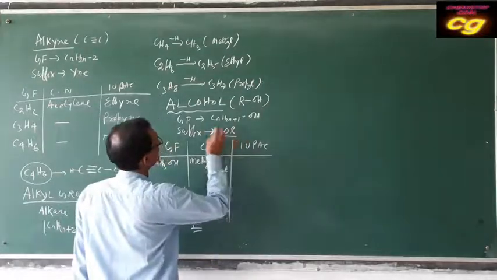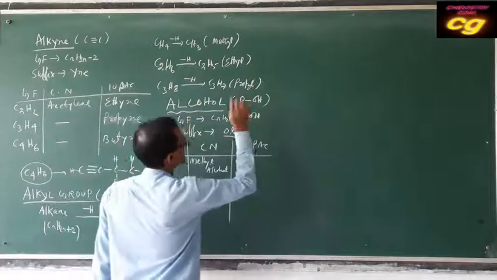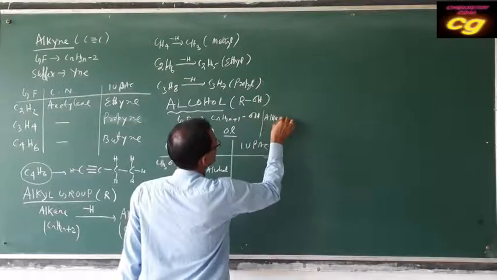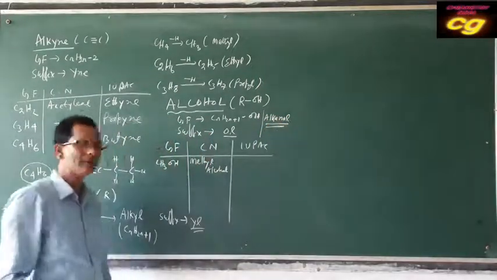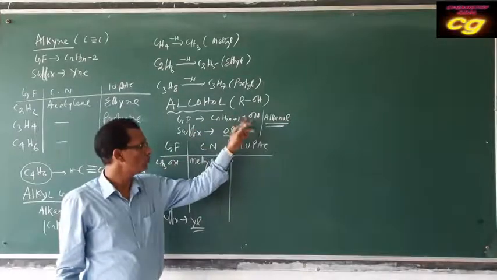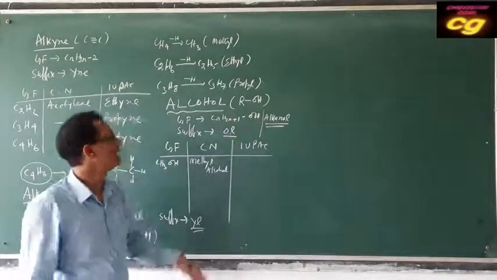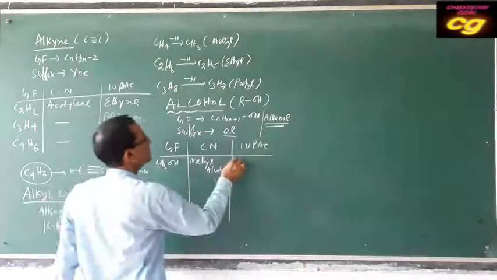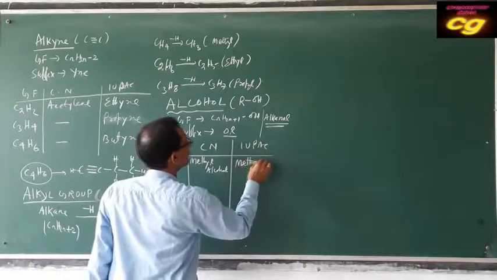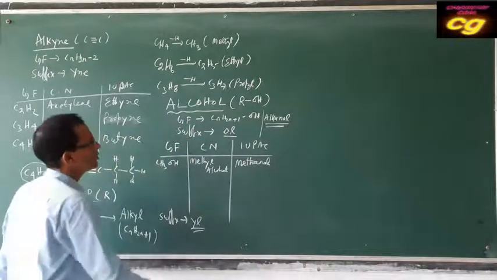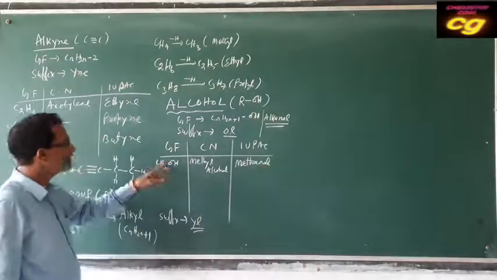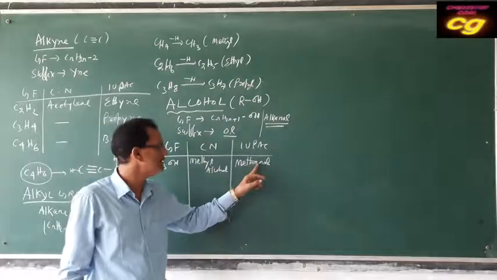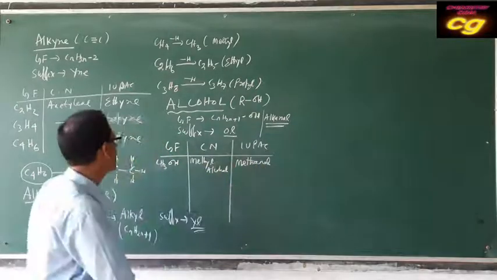But the IUPAC name: alcohol is called alkanol. Alcohol is also called alkanol, because it is derived from alkane by substituting OH in place of H. That's why it is alkanol. So methyl alcohol is methanol. The suffix -ol is here, and as methane is CH4, an H is replaced by OH. In place of the E is -ol. So methanol.